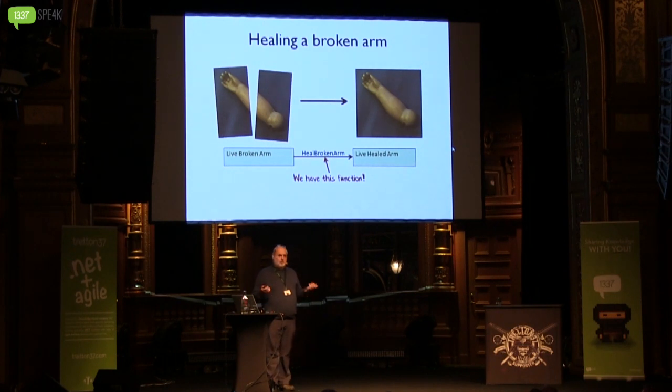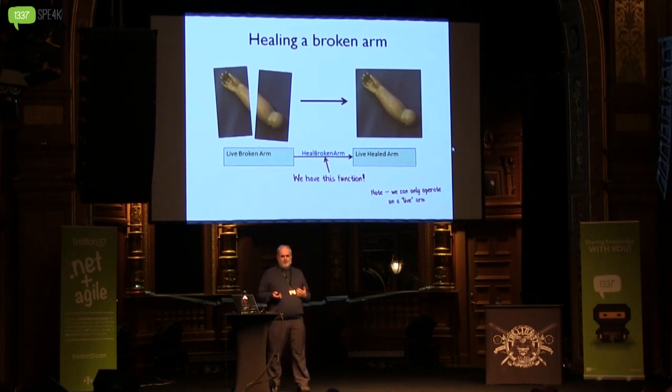Well, it turns out that he's a doctor, and he knows how to heal broken arms. So there is actually a function that we have that will heal a broken arm. The only problem is it works on live broken arms only, okay? It doesn't work on dead things, because you have to use live treatment. So he has a function which works on live things, but he starts off with a dead thing. So how can we put all these pieces together and glue them together to make something that's useful?